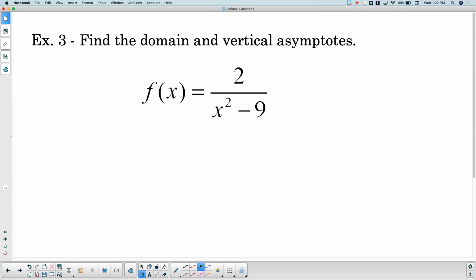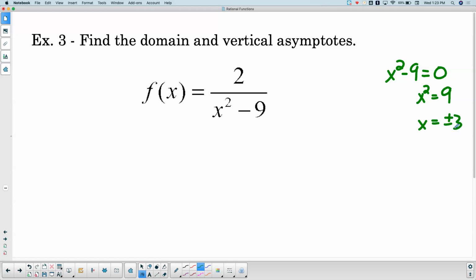What do I do first? Then what? Okay. Then what? What do I get? Do we agree with x equals 3? Do we like x equals plus or minus 3?